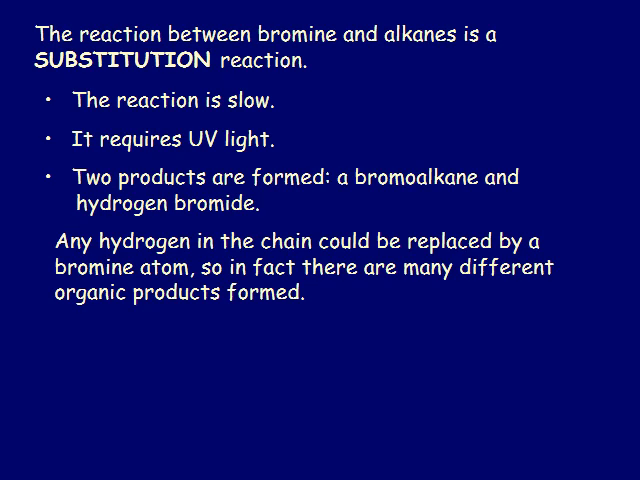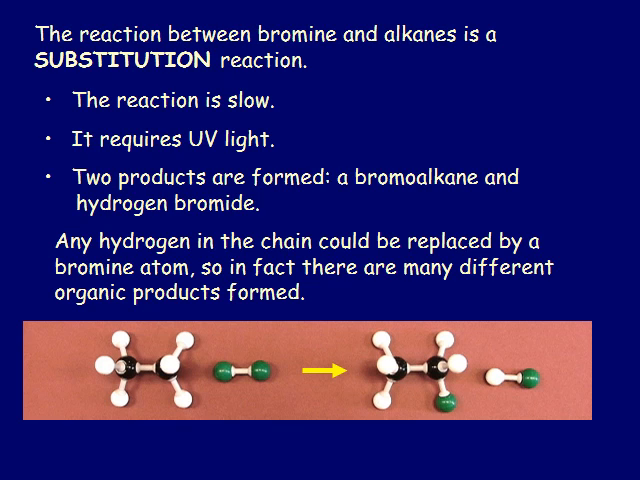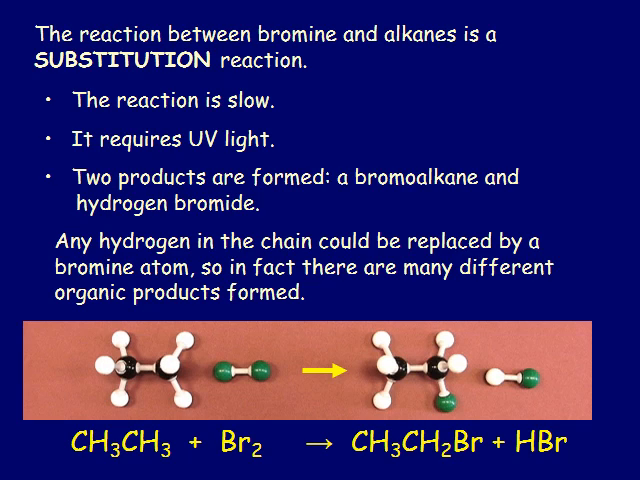So in fact, there are probably in that test tube, on that top layer, many different organic products that have been formed. Here's just a representation of one of those reactions. We have ethane plus bromine going to ethyl bromide and hydrogen bromide. Even though a hydrogen has been substituted by a bromine on one of the atoms, it's possible that you can have many substitutions on any of the hydrogens. So quite a large range of products are possible in this process.